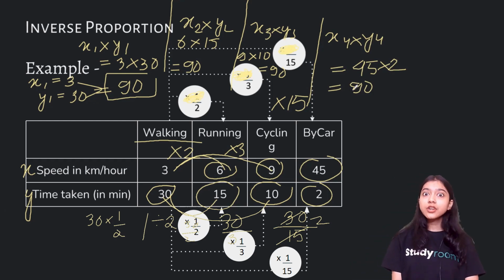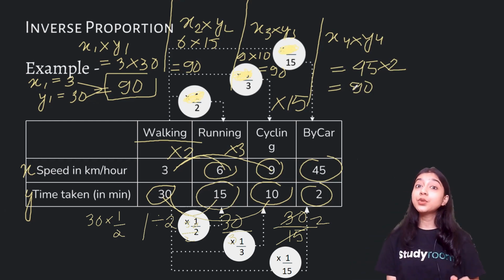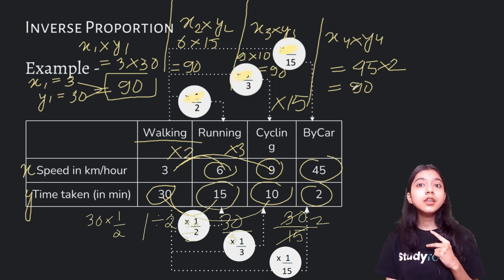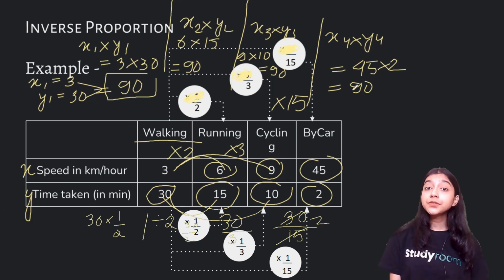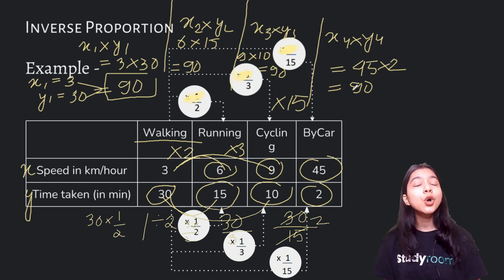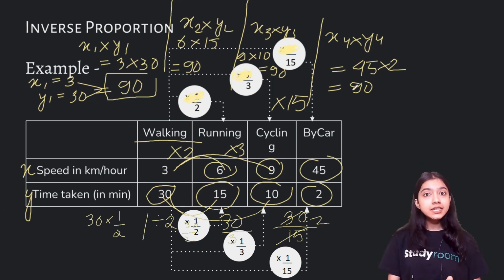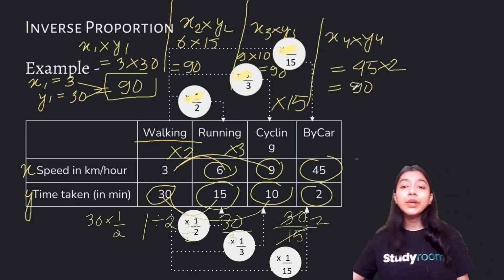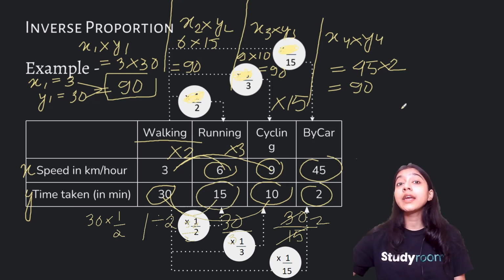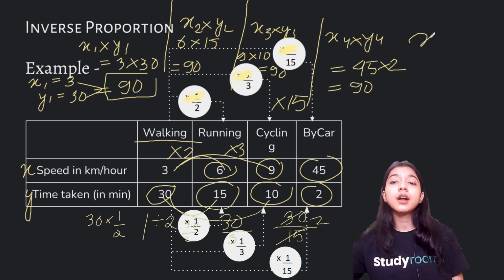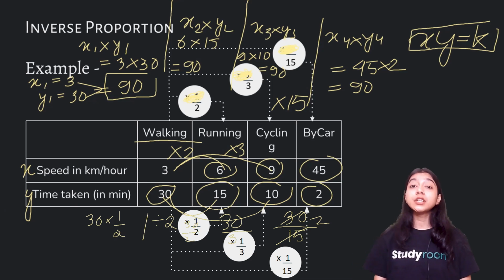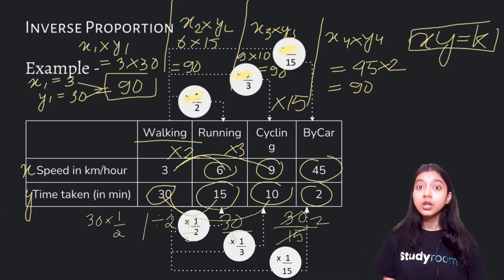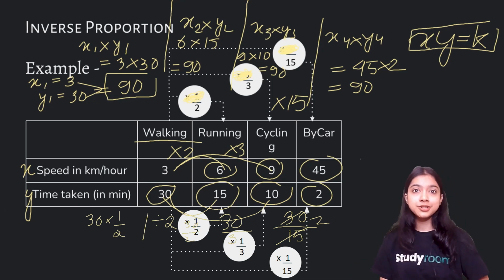So from here we can draw a conclusion that if we have two variables x and y and they are in inverse proportion, then the product of the variables x and y will be a constant number. Over here we are getting 90 in each case, so the product is a constant, that is 90. So we can conclude that if two variables x and y are in inverse proportion, then the product of the first variable with the second variable will be a constant number k. This is a very important conclusion and a necessary condition for two variables to be in inverse proportion.